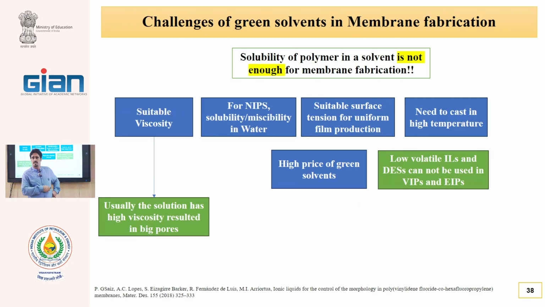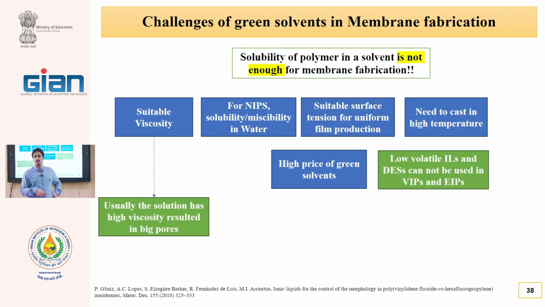There are some challenges with these green solvents. One challenge is suitable viscosity. Usually, the bio-based solvents have very, very high viscosity. With NMP, DMAc, and other traditional solvents, we prepare a 20% polymer solution. That means we add 20 grams of polymer to 80 grams of solvent and prepare a good solution with good viscosity.